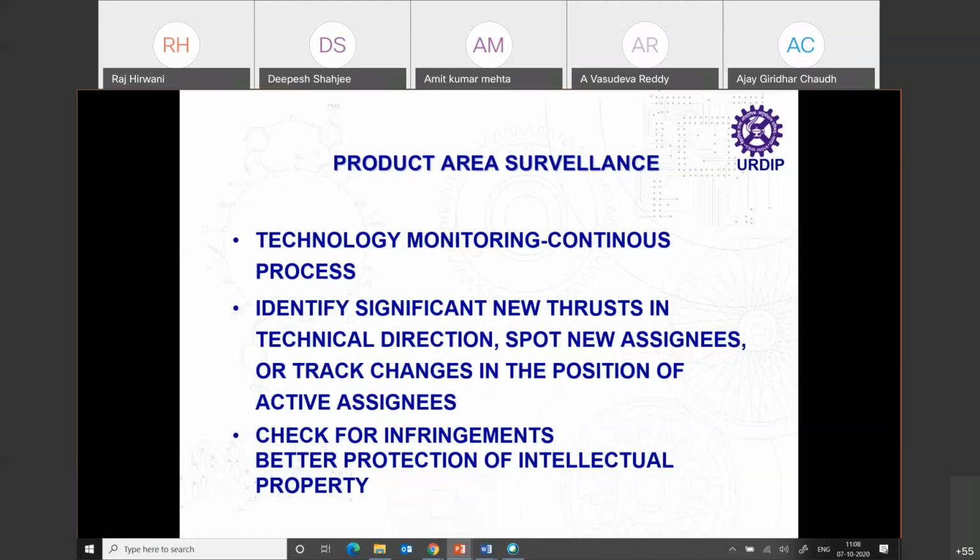You can check infringement. You are a Henry Woodward and there is a Thomas Edison doing a patent product. He is infringing your patent. Now, if he doesn't come to you for licensing, you issue him a notice saying, guy, this is your invention. So you can protect your IP.